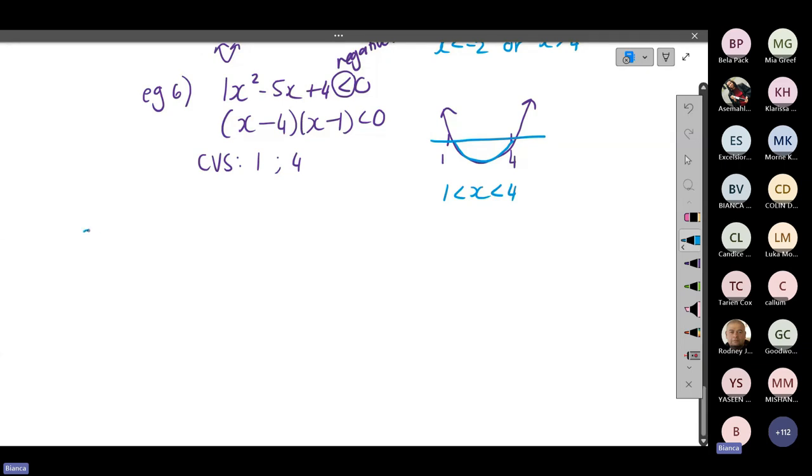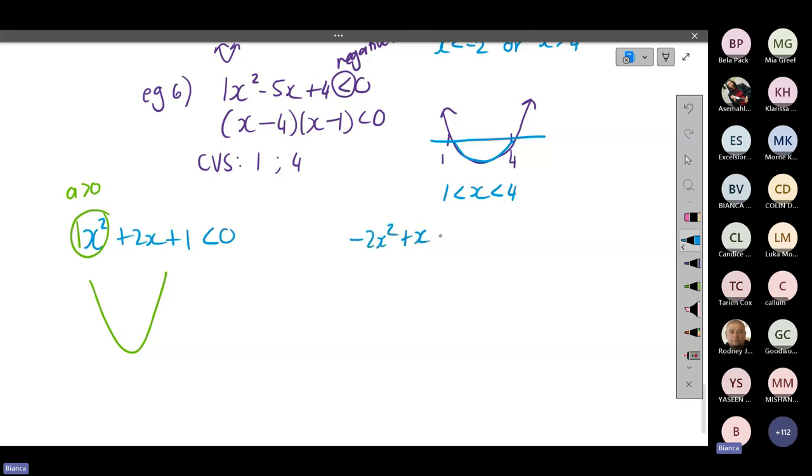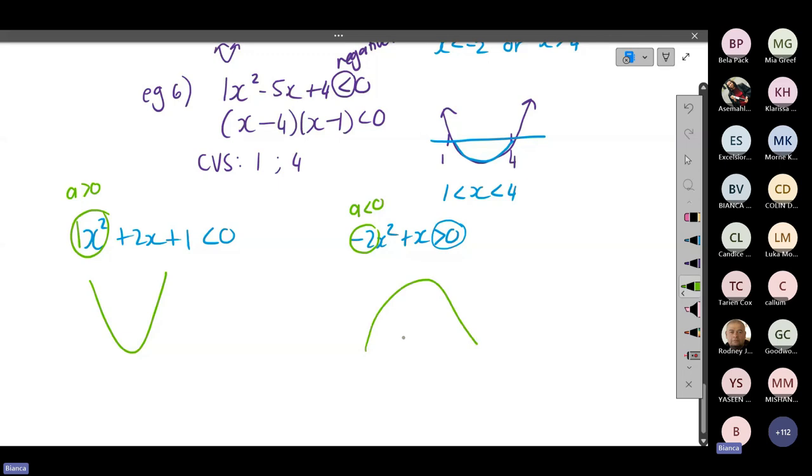Let's say the example was like this, x squared plus 2x plus 1 equals 0, or greater. It doesn't really matter if it's an inequality, okay? You look at the coefficient of x squared. This is your parabola. So you look at the a value. In this case, the a value is a positive number. As soon as that is a positive number, your graph is concave up, a happy graph. If it is negative, so let's say it's negative 2x squared plus x greater than 0, like I said, this part isn't important. You're looking at the a value, that one over there. In this case, that number is a negative number. That means the graph will be concave down, a sad graph, okay?